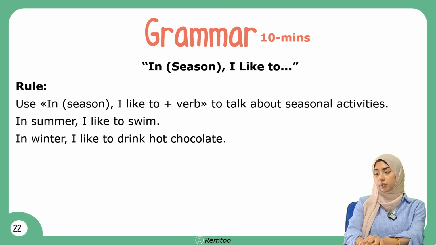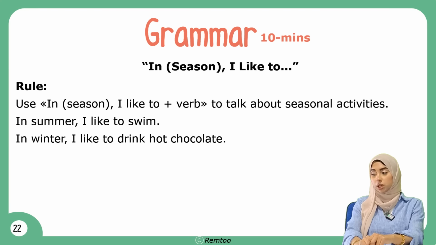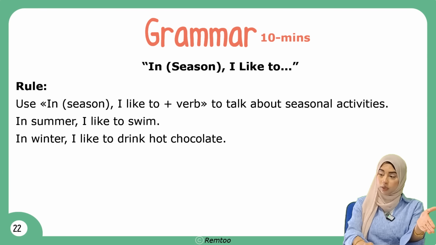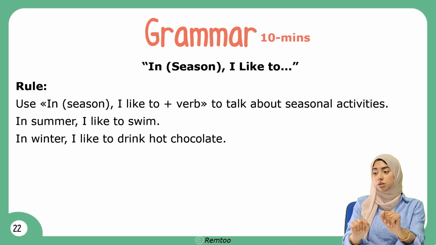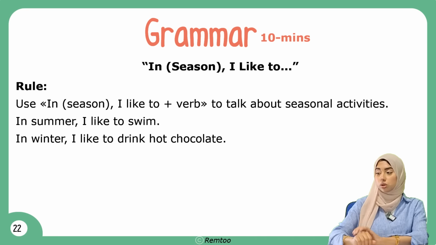Okay, so here in the grammar, we have to learn how to use this phrase correctly. What's the phrase? In plus the season, I like to plus the verb. So you use it to talk about seasonal activities. For example, in summer, I like to swim. Of course, the verb after to will be in clean base form without any additions. So in summer, I like to swim. In winter, I like to drink hot chocolate.